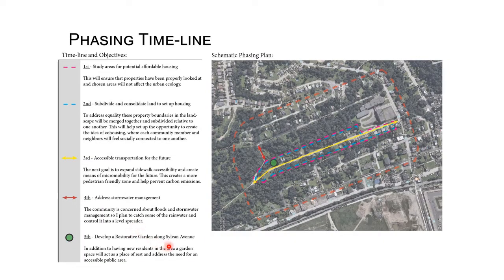This is my phasing timeline for how I would anticipate the project be laid out. First, I would study areas for potential affordable housing. You can see that here in cyan. Second, we would need to subdivide and consolidate land to set up housing in those chosen areas. Third, in yellow, we can look at creating accessible transportation for the future. Fourth, here in the red arrows, we can address stormwater management. And fifth, there's an opportunity to develop a restorative garden along Sylvan Avenue, which I've just explained.